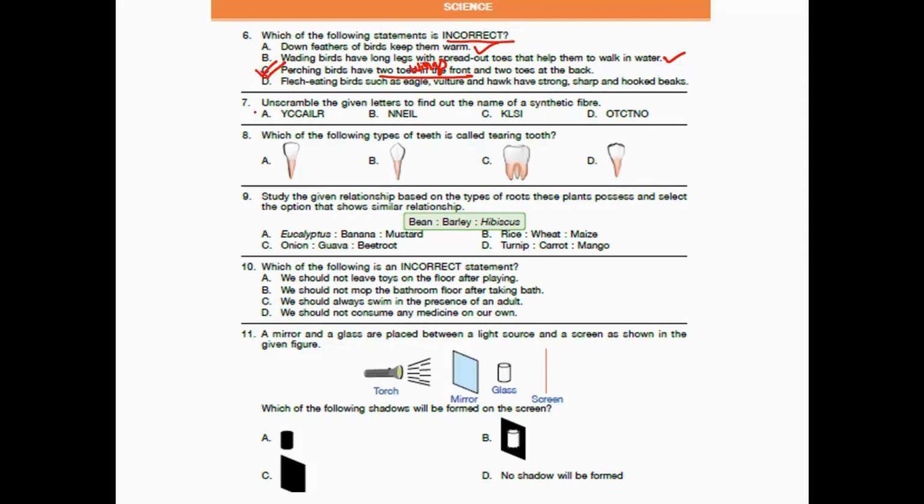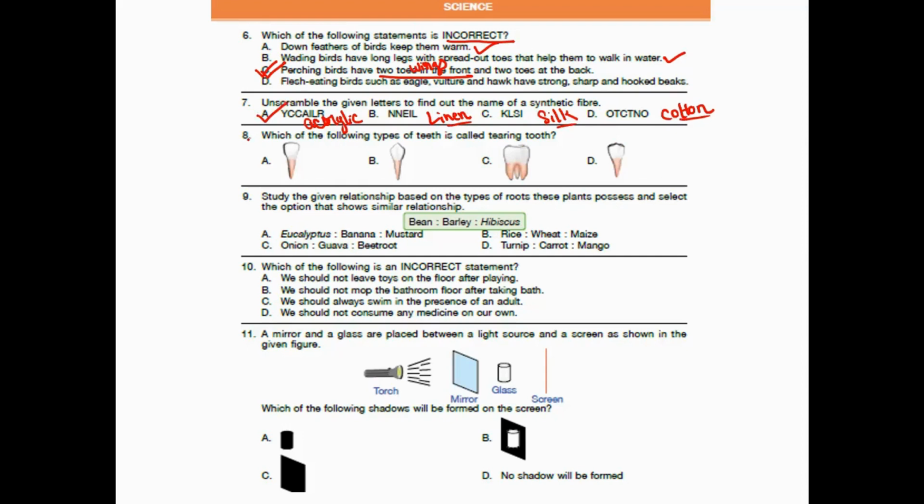Okay. Coming to question number 7. In question number 7, it says, unscramble the given letters to find out the name of a synthetic fiber. So if we unscramble all the options here, the first option is acrylic, A-C-R-Y-L-I-C, acrylic. Next is linen. Next is silk. Next is cotton. D is cotton. So here we can see linen, silk, cotton, all are natural fibers. So which one is the synthetic fiber? Acrylic is the synthetic fiber. So the correct option is option number A.